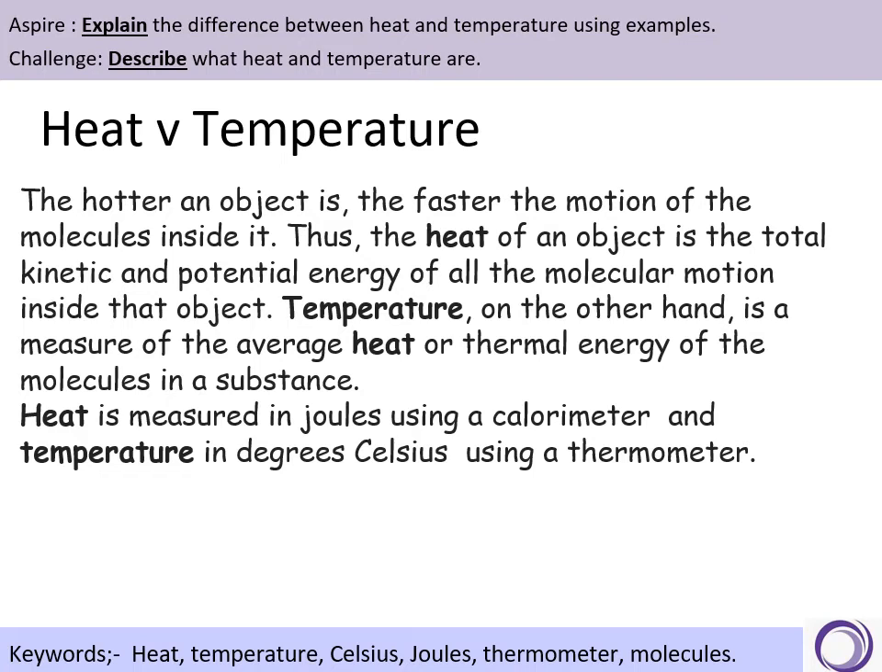Anyway, the heat of an object is the total kinetic, so the moving ones, and the potential energy, therefore the non-moving ones, of all the molecular motion inside that object. Temperature, on the other hand, is a measure of the average heat or thermal energy of the molecules in the substance. Heat is measured in joules using a calorimeter, and temperature is measured in Celsius using a thermometer. Okay, so there we have our heat and temperature.